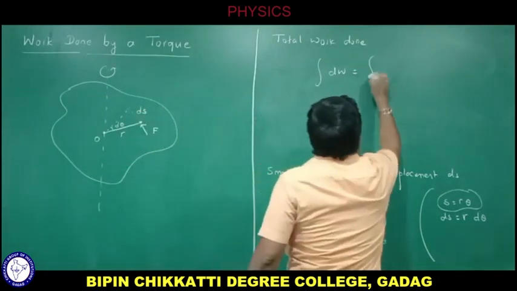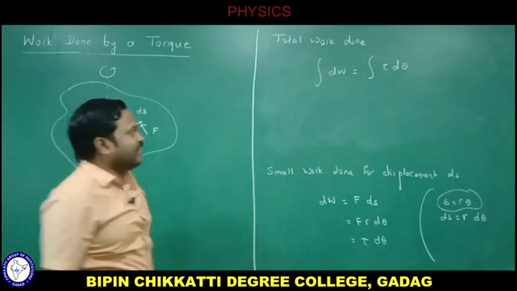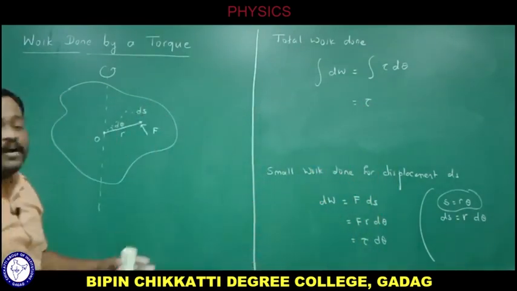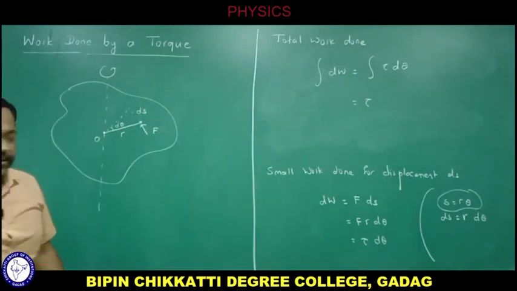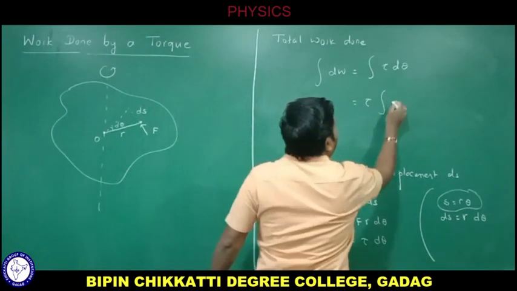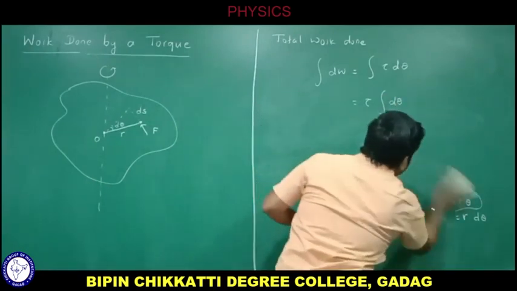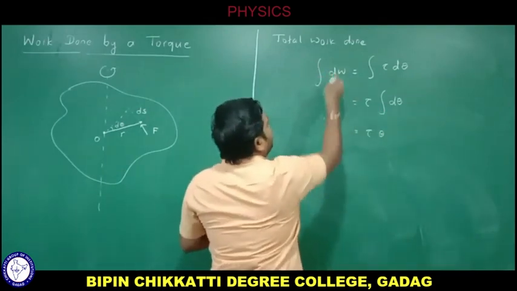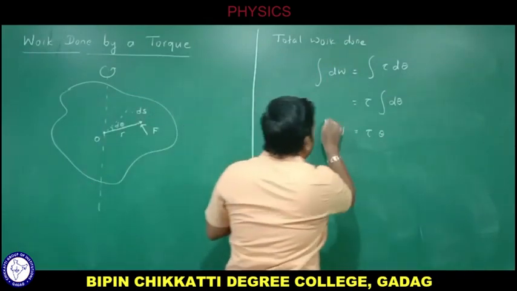What do you get? Integration of tau into d theta. Here tau is the torque which I applied, a constant torque. Let me take the work done by a constant torque, so let me take it outside. What do you get? Integration of d theta is theta itself. Integration of dw is w. So this is the work done.